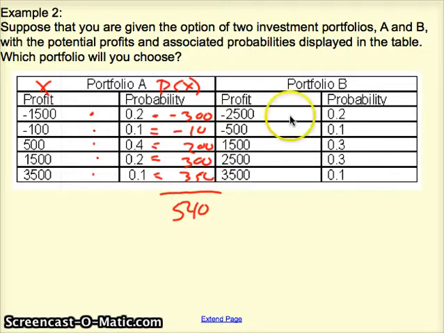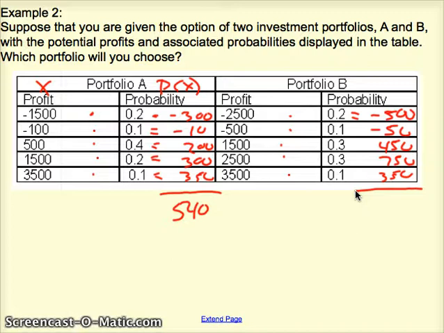Over here, we'll do the same thing. Multiply outcomes times probability. I get negative 500, I get negative 50. Multiply again, I get positive 450. Multiply again, I get positive 750, and then I get a positive 350. If you add all those up, you get $1,000.